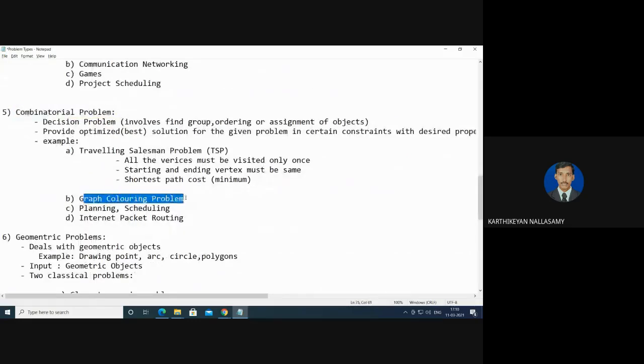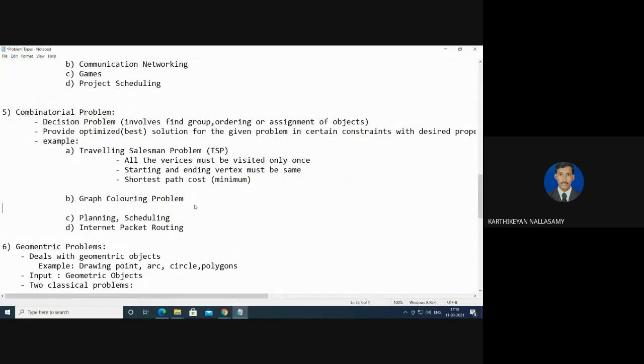For example, let us take a graph coloring problem. You are going to map every state or every nearest vertices with a different color. The condition is that the nearest vertices should not be colored with the same color. The adjacent vertices should not be colored with the same color. So we are going to find the maximum number of colors we need to color the given graph. So that is the meaning of the combinatorial problem.